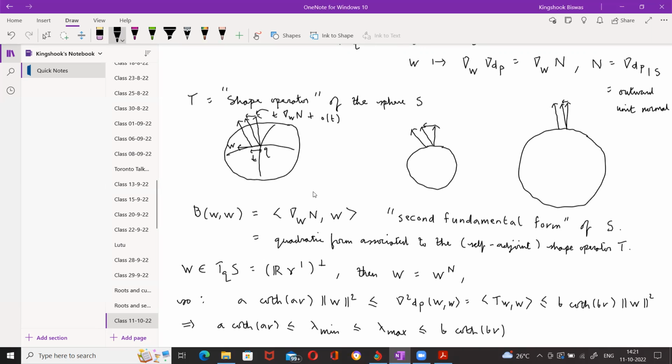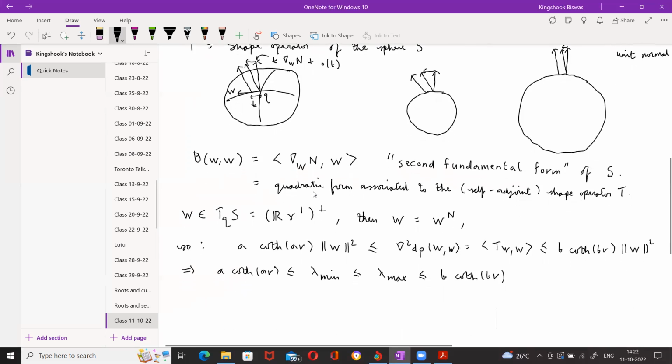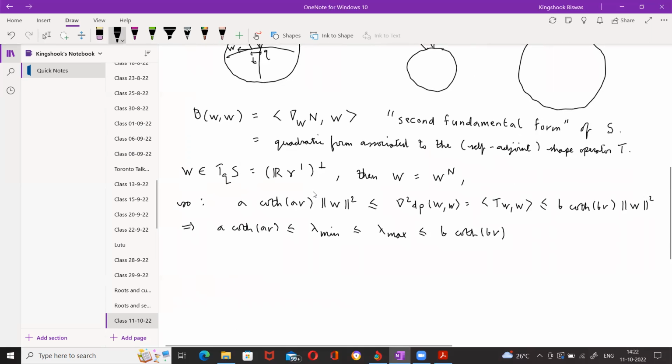Okay, now it's positive definite. It's not just positive semi-definite. It's positive definite because we've restricted to the tangent space to the sphere. There it becomes positive definite. Is this clear? Yes, sir. Now this is positive definite. And you have upper and lower bounds on its eigenvalues.